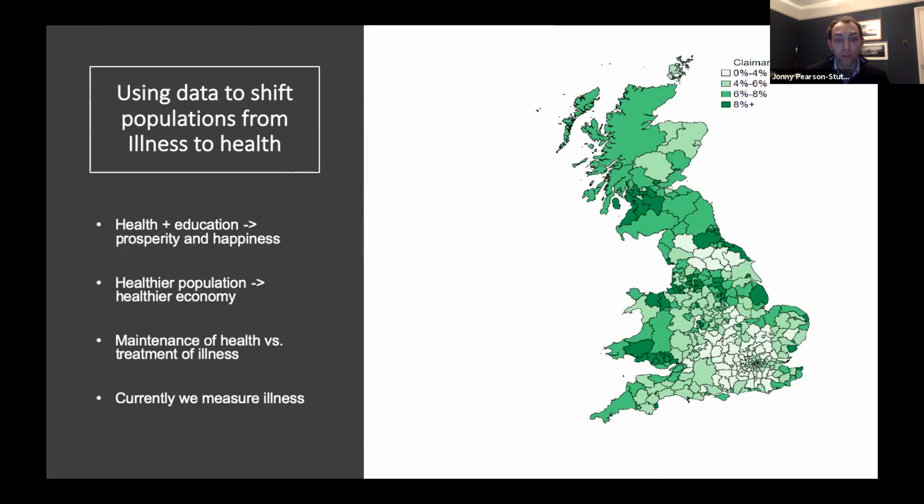So if we know all of this, we also know much more about the populations, much more about what they're likely to turn up with at hospital. And instead of just using that as an inevitability, we can use it to redefine our services.